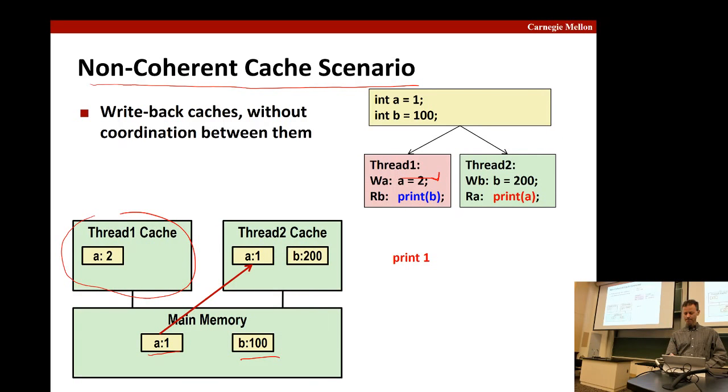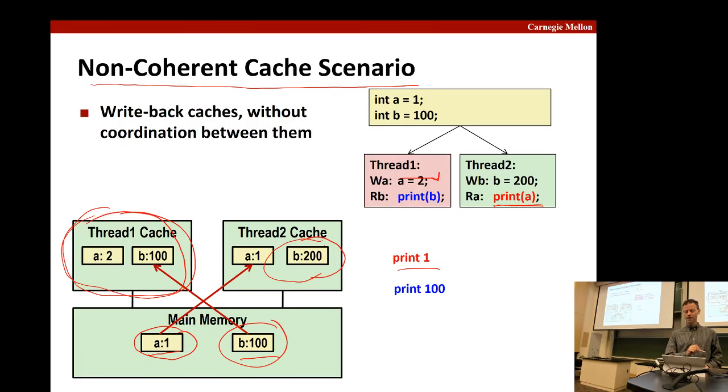Now, over here, thread 2 wants to print A. Well, if there's no coordination between these caches, it has no idea that A has been updated over here. So it just goes and readily grabs what's really a stale value, an old value, from main memory and brings that into its cache. And so when it goes to print A, it will print 1. And likewise, thread 1 can do the same thing. It doesn't know anything about the fact that B has been updated, that this value is stale, and so it reads in the old value and prints that out.